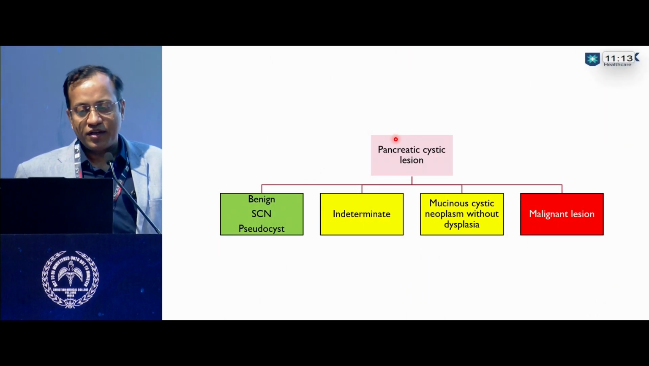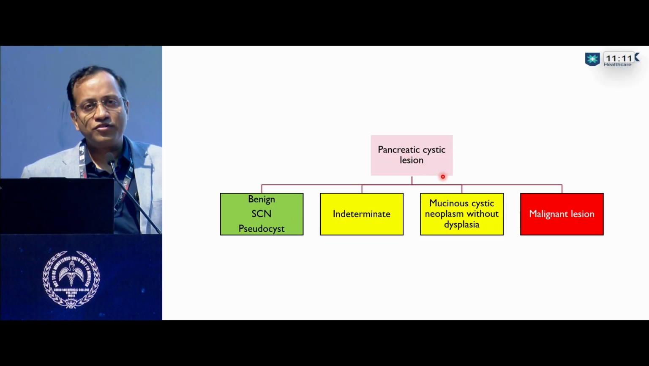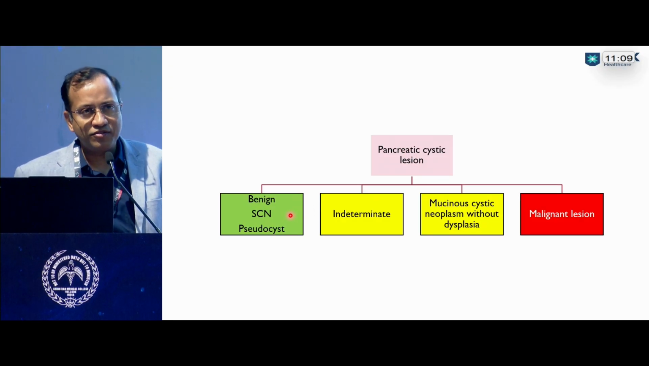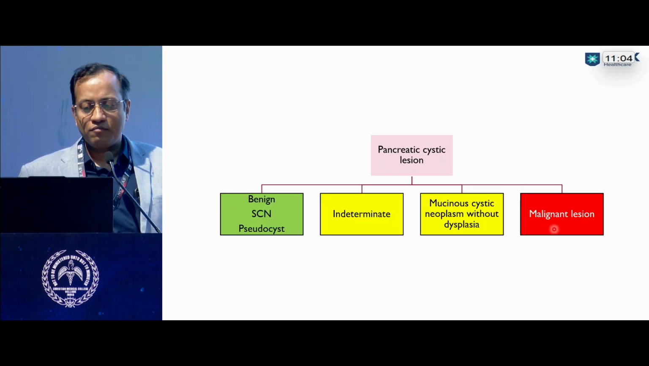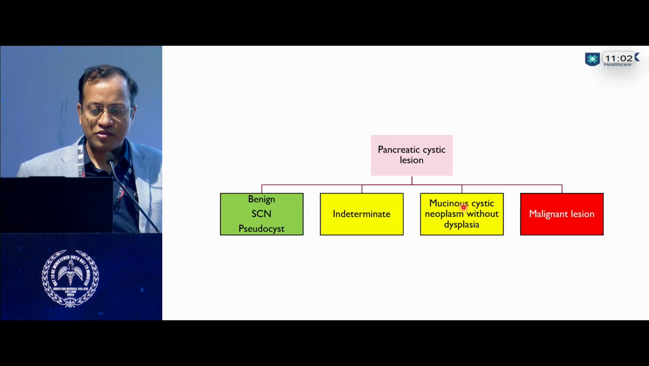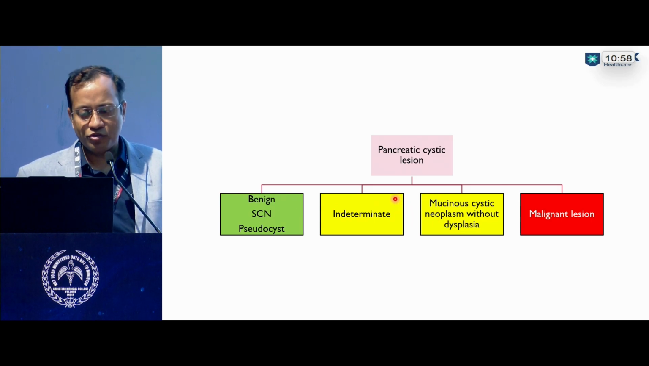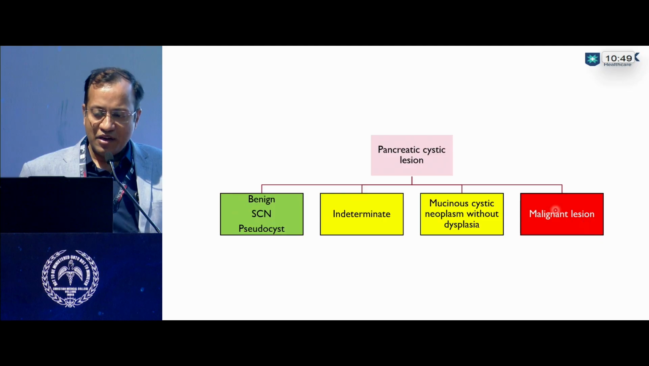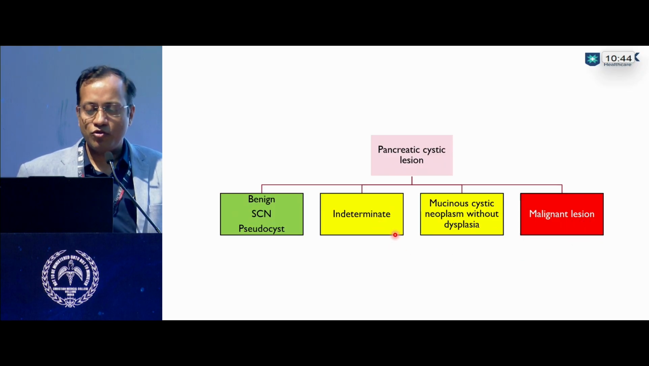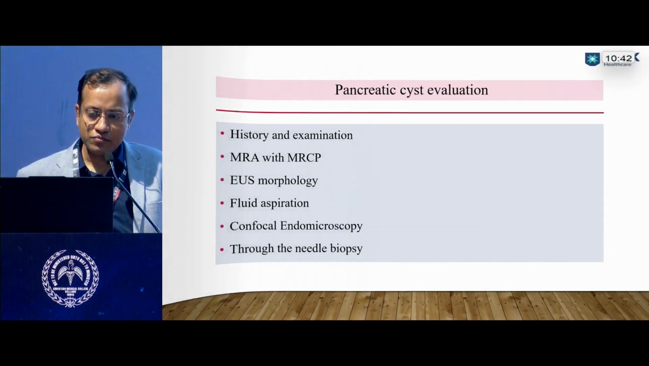Whenever we have a pancreatic cystic lesion, these are the broad differential diagnosis. Either it can be a benign cyst like pseudocyst or a serous cyst neoplasm, or it can be a malignant lesion, or it can be a mucinous cystic lesion without dysplasia, or it can be indeterminate, either serous or mucinous. So treatment is straightforward. On the left side, they require nothing. For pseudocyst, drainage may be required. For serous, they need a follow-up. Malignant lesions will require surgery, but for the central lesion, the treatment has to be individualized in these patients.